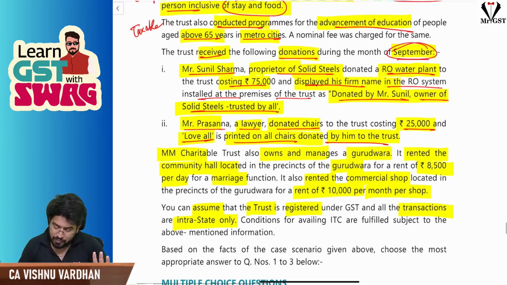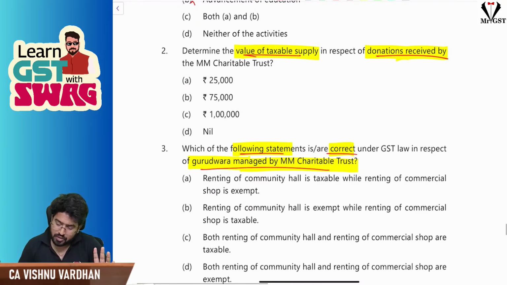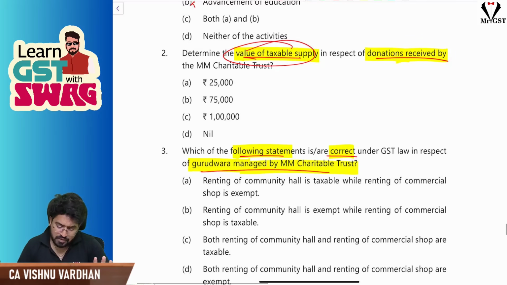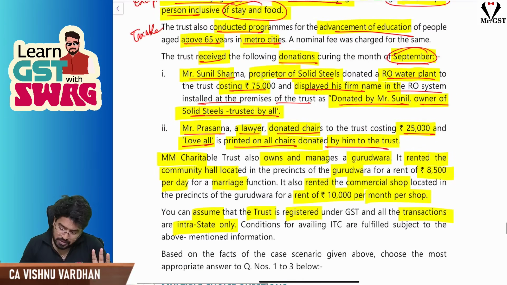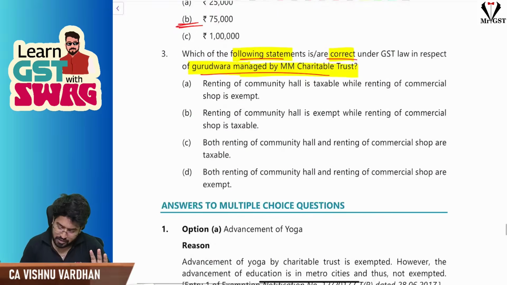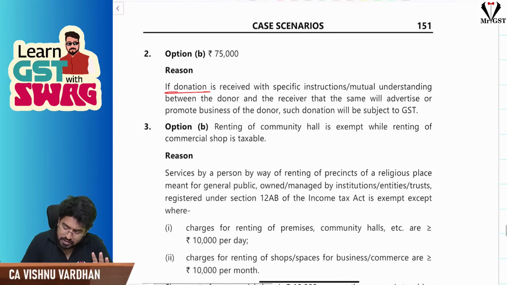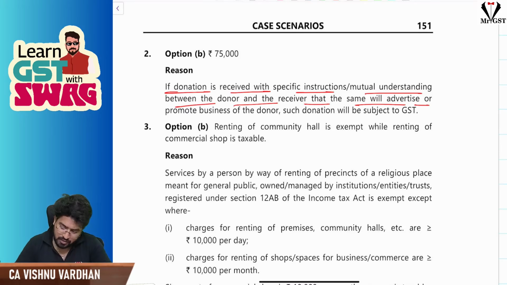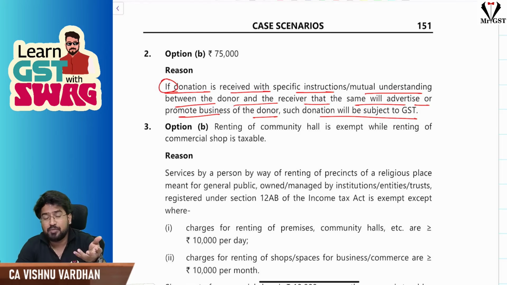Here, one twist is, they have asked a question on these donations, what is the value of taxable supply? See, the answer given by the institute is 75,000. But please understand, they're assuming that, if you look at the explanation here, they gave the answer: if donation is received with specific instruction, mutual understanding between the donor and receiver, that they will advertise, promote business, then such donation will be taxable. This should not come in MCQs first of all, because this is not a descriptive answer where you just write the answer and make the examiner understand your understanding. So this answer or explanation, I am not happy.